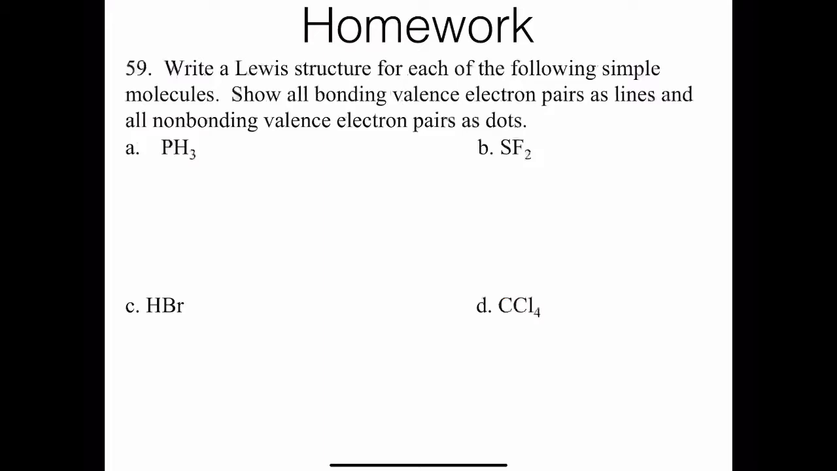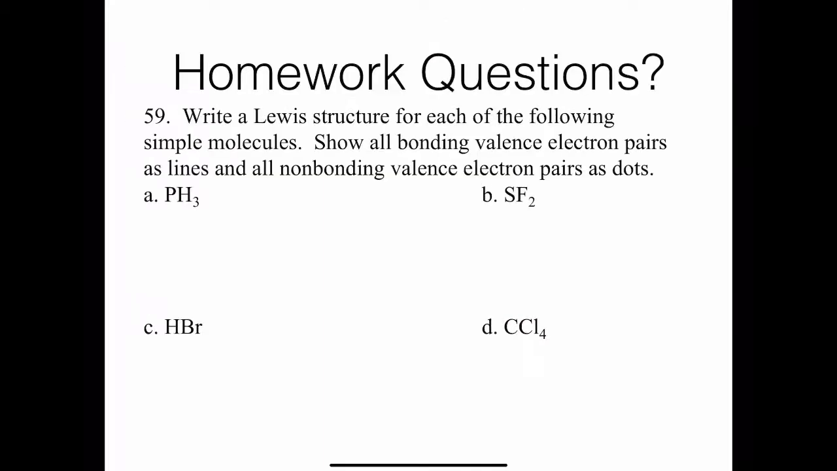Write the Lewis structure for each of the following simple molecules. Show all bonding valence electron pairs as lines and non-bonding valence electron pairs as dots. The first one is PH3. We did this one in our notes yesterday. So phosphorus is in column 5, so it's going to contribute 5. Hydrogen is in 1, and there are 3 of them, so it will contribute a total of 8. We have phosphorus in the center, hydrogens around the outside. This used 6 electrons because each bond is 2, and then we had the lone pair on phosphorus.